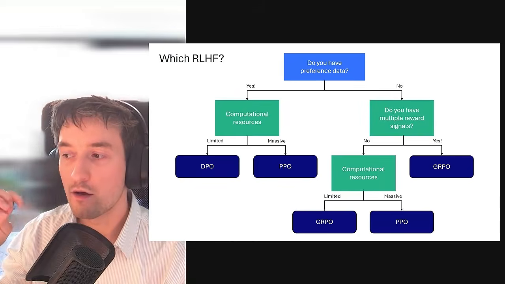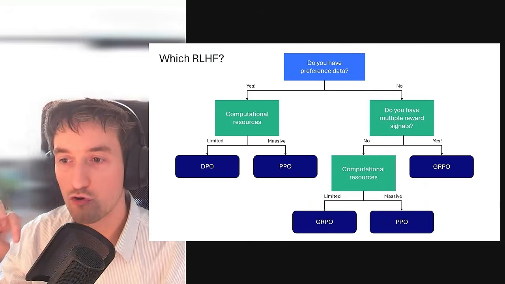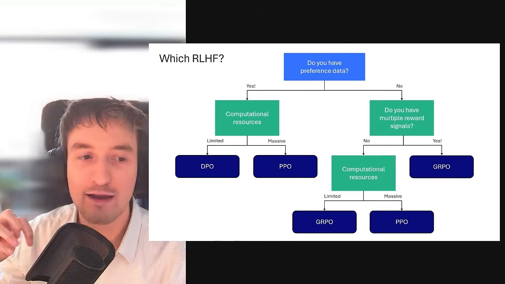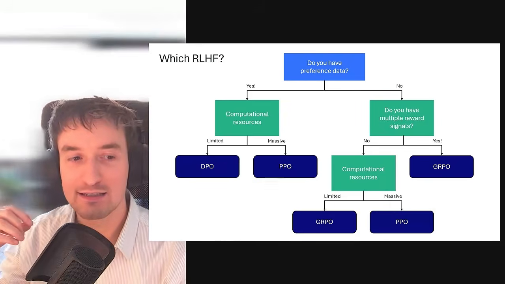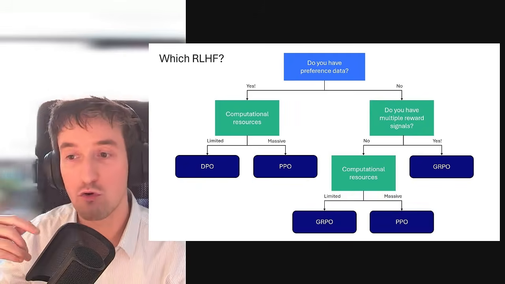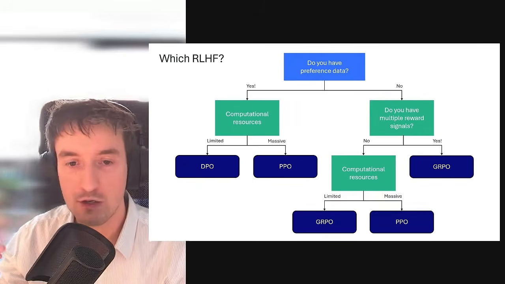And then you have PPO, and PPO is really good if you have a ton of compute. So this is an algorithm that was developed by OpenAI, and typically this is excellent if you have a lot of data and also a lot of GPUs, because you will need very large batch sizes to make it work.